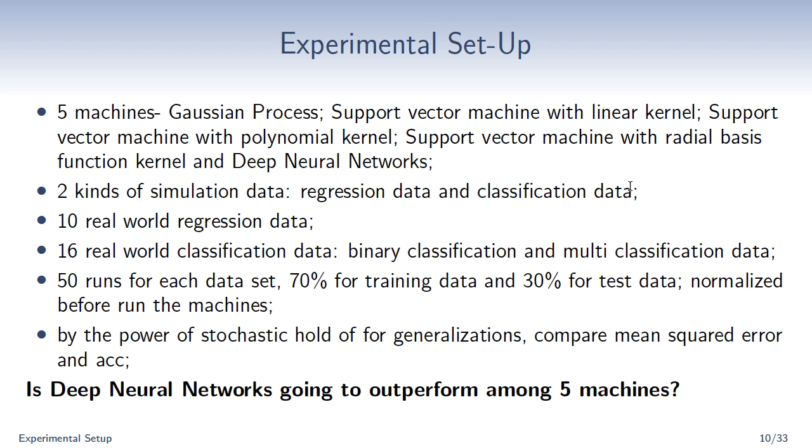For each data set, we divide the data into 70% and 30%. We also normalize the data before we run the machines, and for each data set we run 50 times on each machine. We compare the mean square error for the regression data sets and accuracy for the classification data sets. The question we want to ask here is whether the deep neural network is going to outperform among the 5 machines.